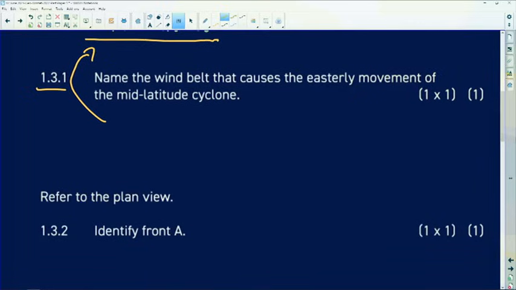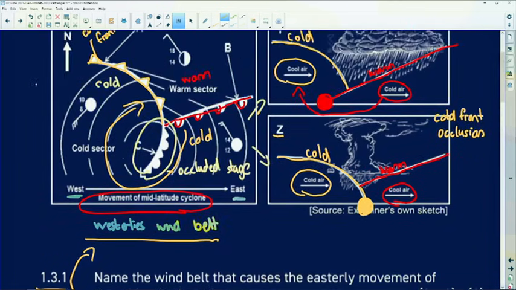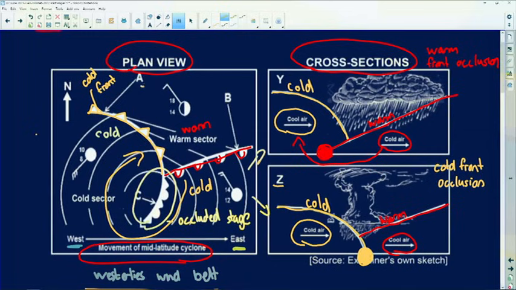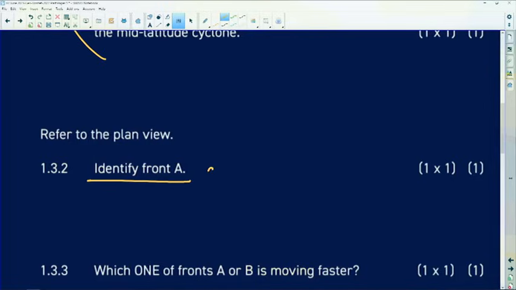Now, if you refer to the plan view, question 1.3.2, identify front A. Now, like I've mentioned, we studied our diagrams. What is the front at A? It's the cold front. So we have already answered it because we identified it when we looked at and interpreted our diagrams, very importantly. And that's the beauty of climate, grade 12s. All the answers are usually in your diagrams. Okay, you just need to be able to identify them. So the front is the cold front.